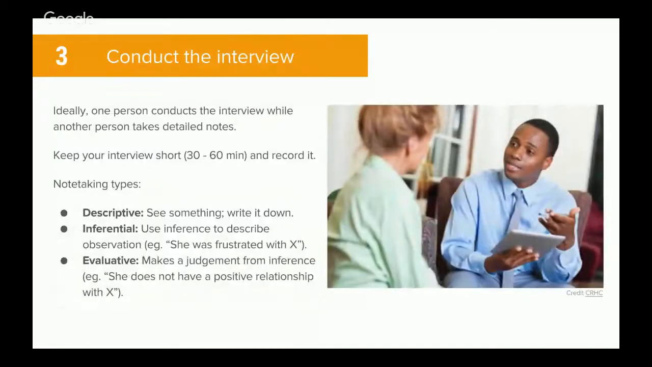And then the third step is to actually conduct the interview. Ideally, you'll have one person conducting the interview while you have another person taking detailed notes. And if you can, try to record the interview so you can go back and review your notes. Keep it reasonably short, ideally 30 minutes long, but no longer than an hour. And the majority of the time spent should be the interviewee talking and you as the researcher listening. When taking notes, the note taker can write things down verbatim and wait for synthesis afterwards. But alternatively, some note takers prefer to draw inferences as they go along, but that can be distracting for the note taking.